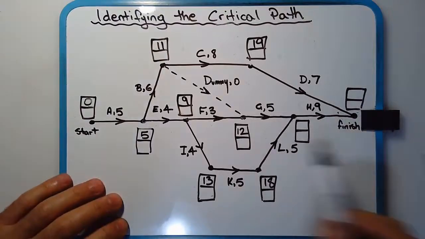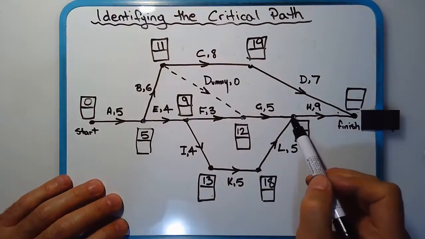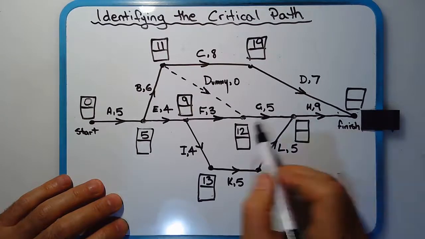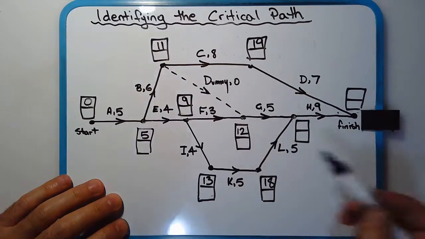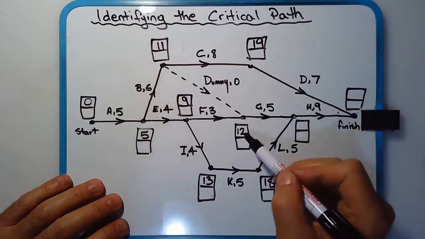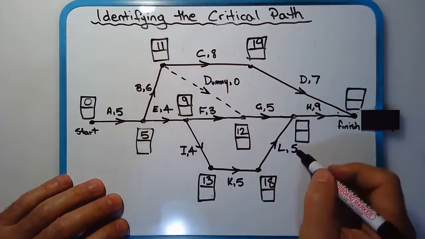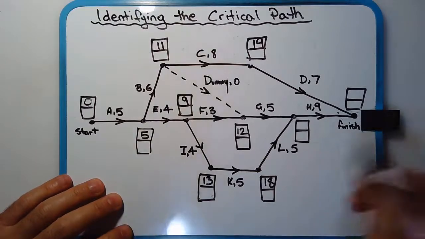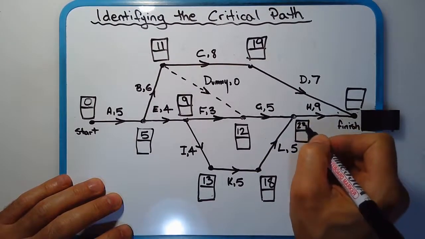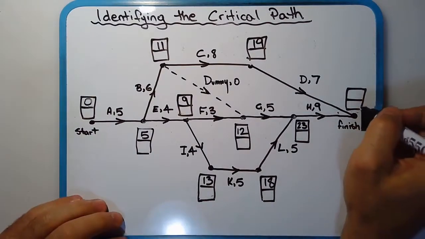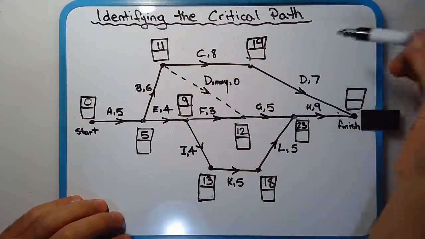Right, now moving on to this vertex here, we can get to this vertex via L and also via G, but let's work out which one's the larger of the two. So 12 plus 5, that's 17. We've got 18 plus 5, which is 23. So clearly 23 is the larger of the two, so we'll put 23 there as well. Okay, we've got one more domino, which is the finish domino, or the end one.